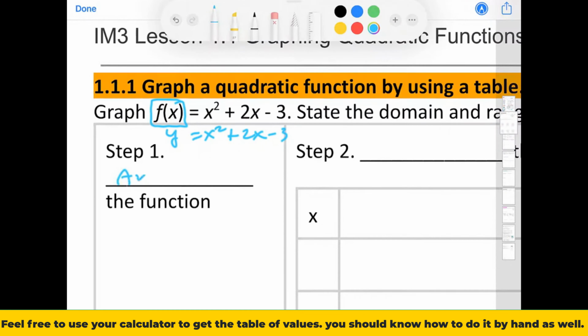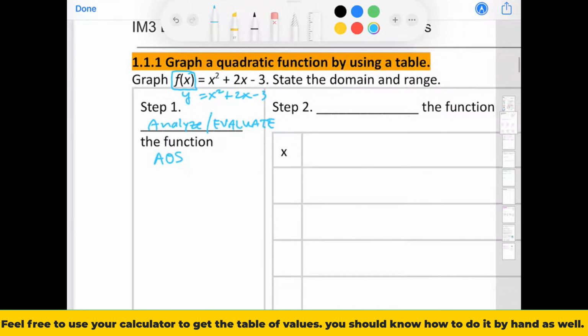Okay, so the first thing I want us to do is to analyze, or a better word in math is to evaluate the function, kind of like we did in our warm-up. In order to do that, you're going to have to find your axis of symmetry. Remember that formula from the previous one? X equals negative b over 2a.